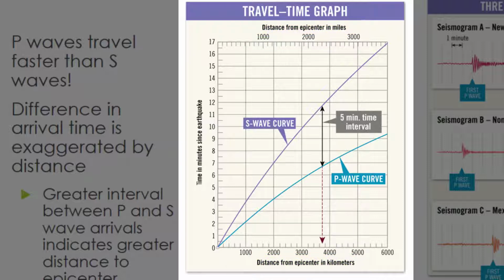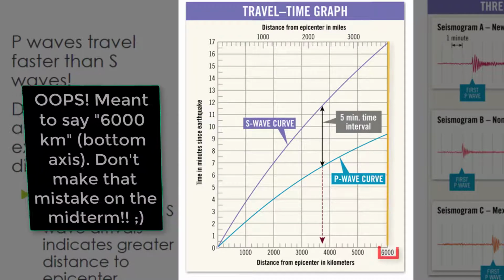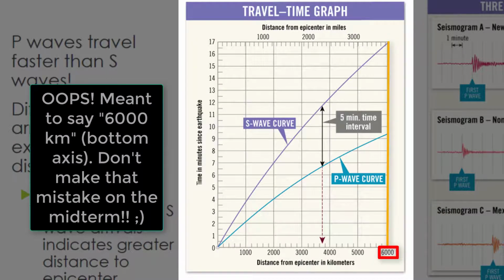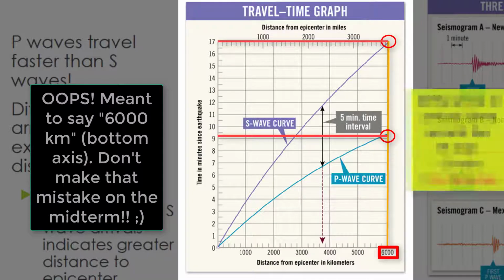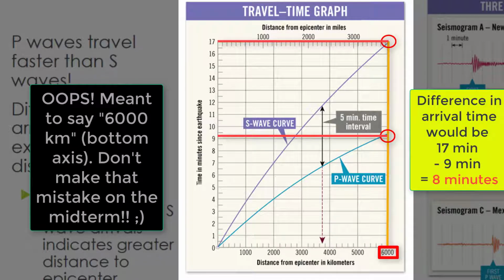As I've already stated, the P waves are faster than the S waves. As an example, if you're 6,000 miles away from an epicenter for an earthquake, the P waves will arrive in just about 9 or more minutes, but the S waves will take almost 17 minutes to arrive. So if the P waves arrive in about 9 minutes and the S waves arrive in about 17 minutes, there will be an 8-minute gap between the arrival of the P waves and the arrival of the S waves.